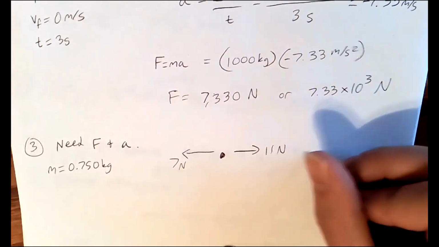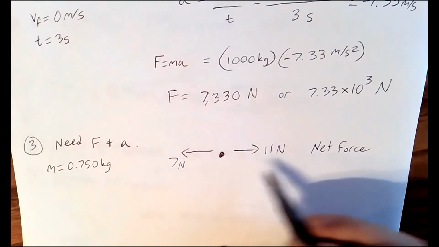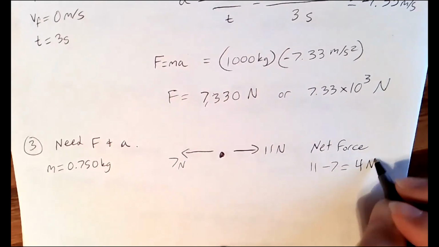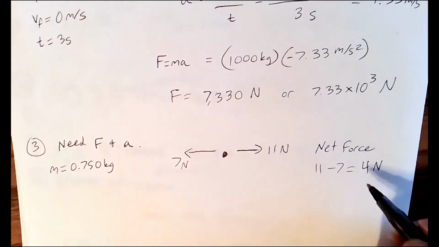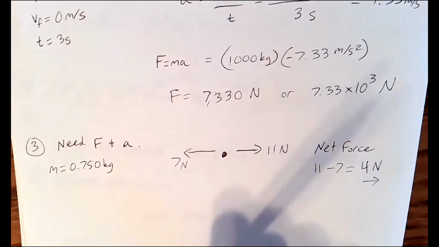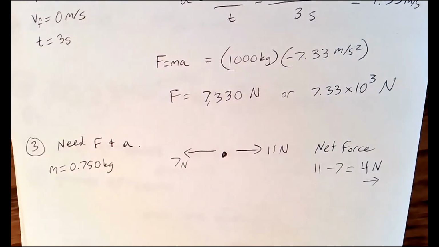So the net force is the difference between these two values. So that's just 11 minus 7, 4 newtons. So we know the 4 newtons is the net force. And that would be in that direction, but we don't need that for now. But 4 newtons going that way to the right. Depending on how you draw this, that would be different. But that doesn't really matter right now. All you need is 4 newtons for now.